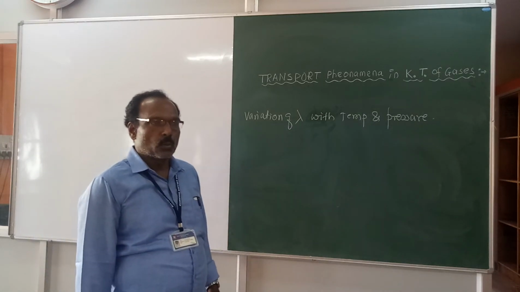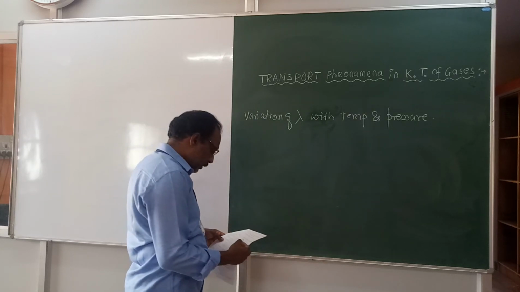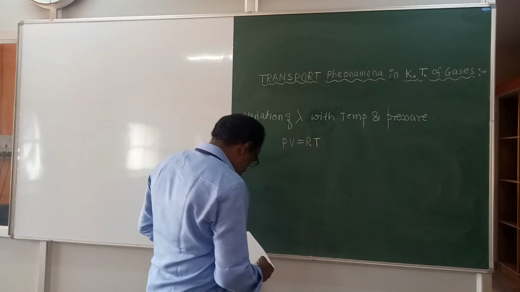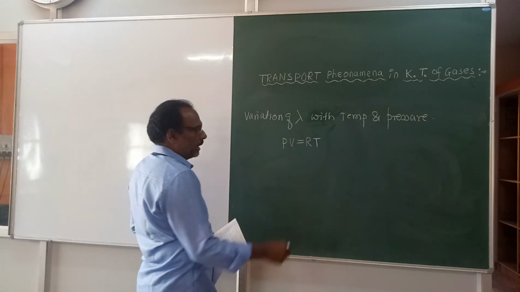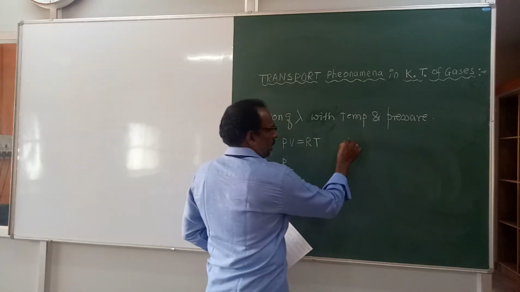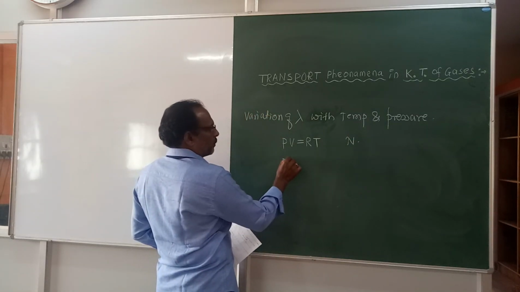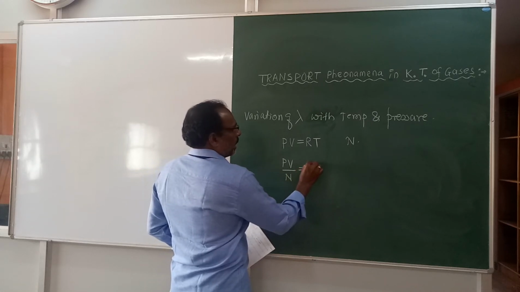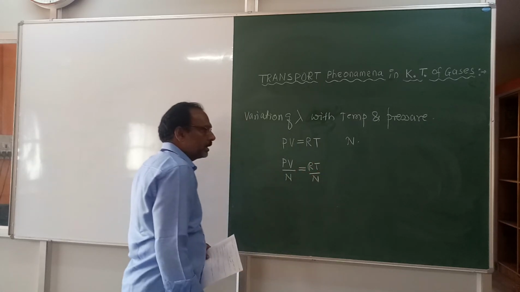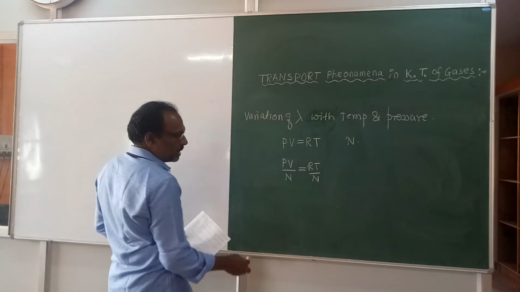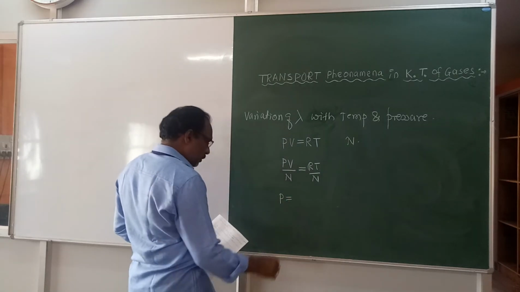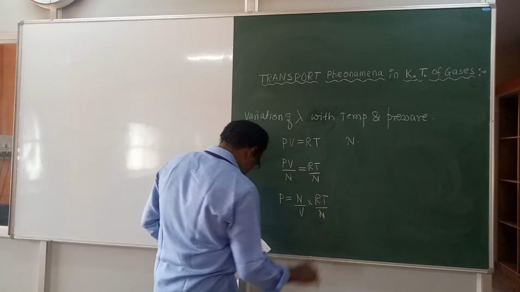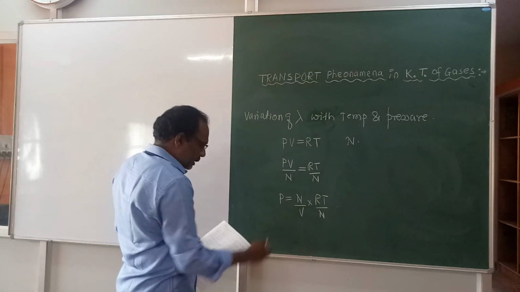For this, let us consider 1 mole of an ideal gas, and we have PV is equal to RT, the ideal gas equation. Let me divide this by N, that is the Avogadro number. P is the pressure, V the volume, R is the gas constant, T is the absolute temperature. PV by N equals RT by N, dividing on both sides. So let me solve for P. P is equal to N by V into RT by N. So this N gets cancelled.